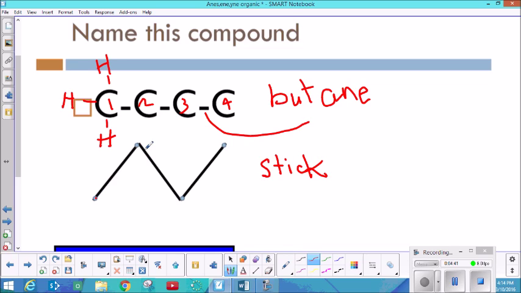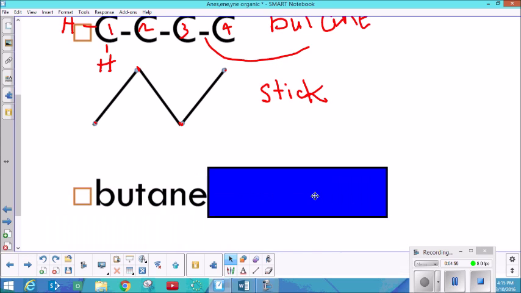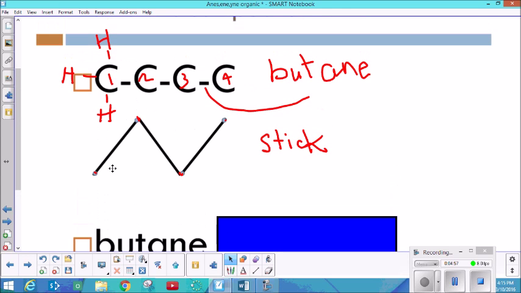Each one of the ends represents a carbon. So there are 1, 2, 3, 4 carbons in this diagram. So it also is butane. So the name of both of these compounds is butane. These are single bonds here. If there were double bonds, there'd be two lines between each of these somewhere, wherever they may be.